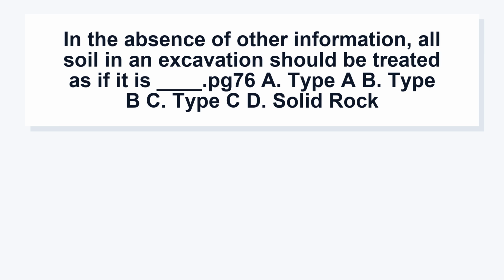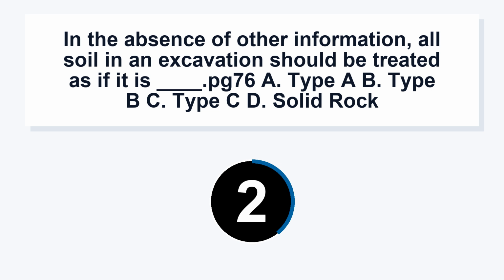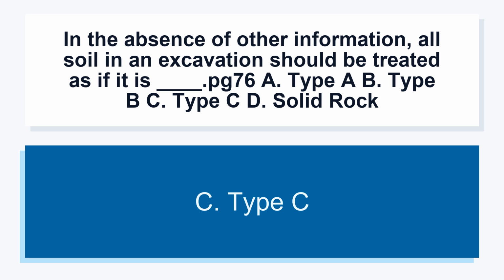In the absence of other information, all soil in an excavation should be treated as if it is A, Type A, B, Type B, C, Type C, D, solid rock. C, Type C.